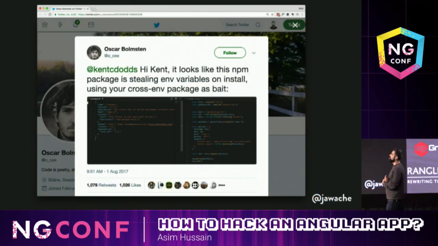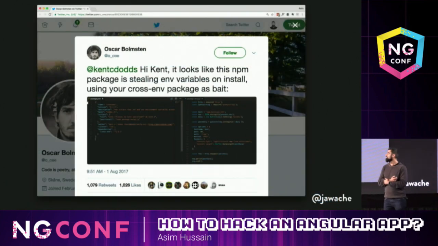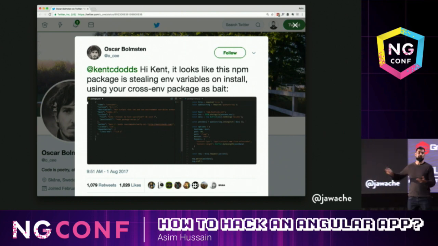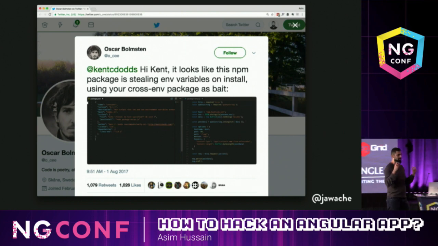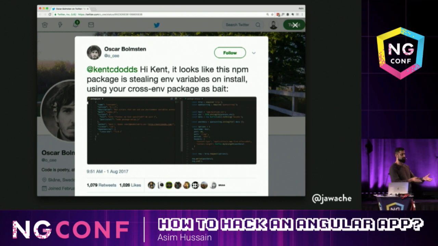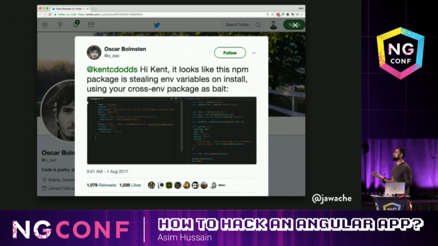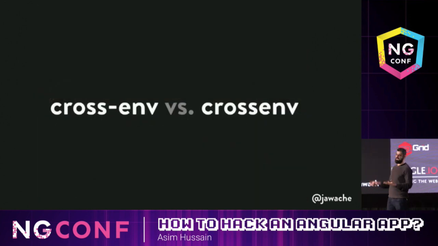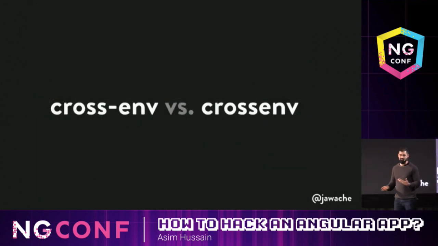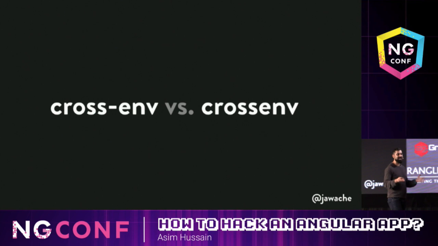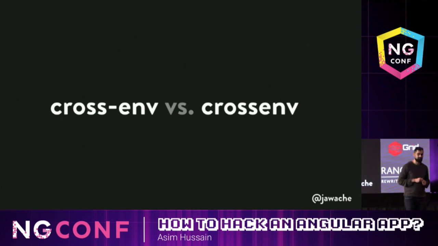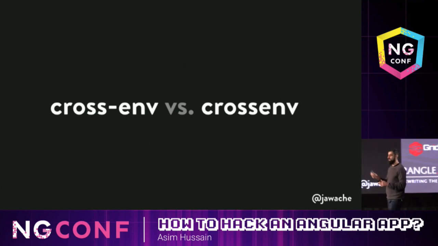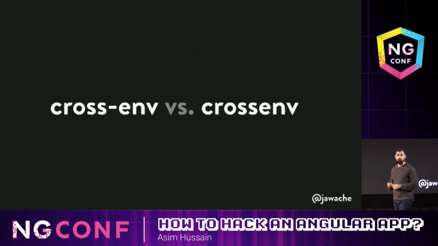But did anybody see this end of last year? So they thought that Kent C. Dodds' package called crossenv had been somehow corrupted to steal environment variables. But in fact, it wasn't that. What it was, was this. So cross-env is the good one. Cross-env, without the hyphen, is the hacked one. All it was, was the same code with a different package setup script published to NPM.